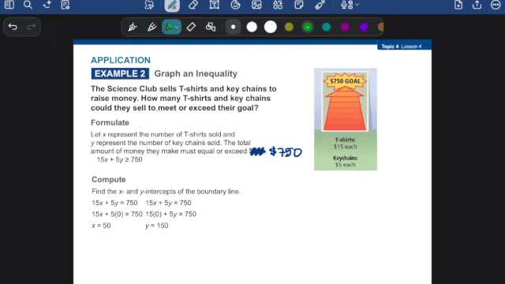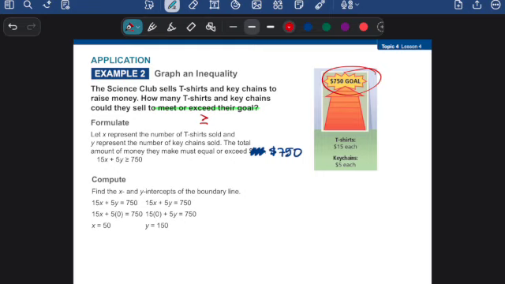They want to meet, so exactly or greater than. We're looking at greater than or equal to a value if we're meeting or exceeding. And you can see in this graphic, their goal is to raise $750. So this was a typo in the text. It should say $750, not $500.